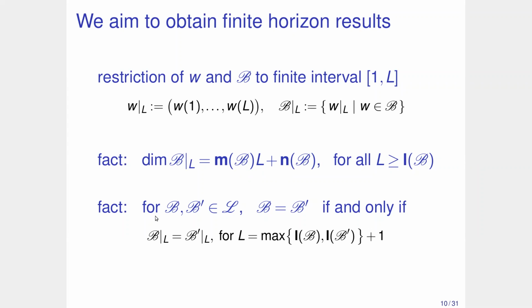The second fact, which I'll use later, is that two systems, B and B prime, are equal if and only if their restrictions on a finite interval are equal, provided that this interval has sufficient length, and sufficient means that it is at least the maximum of the lags of the two systems plus one.